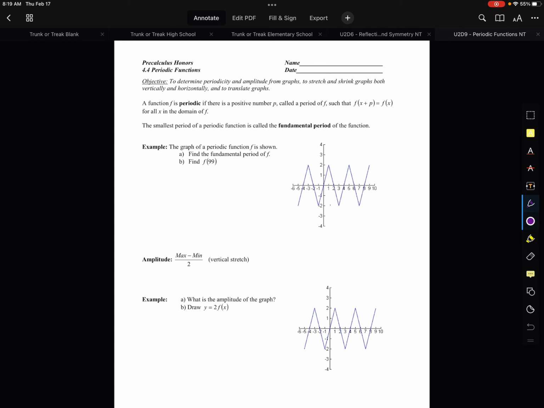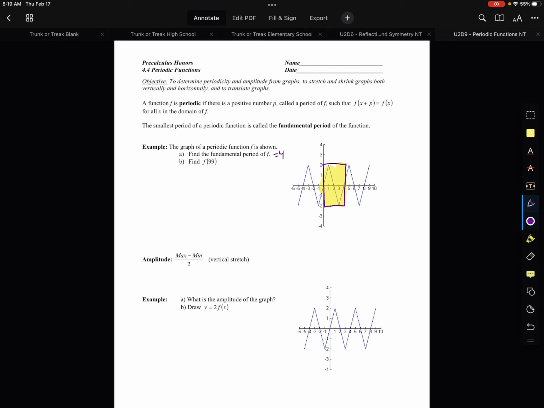So if we look at this first graph, if we pick a spot right at x equals 0, there is our one complete curve. So our entire curve happens in 4 units. So what is the fundamental period of f? 4. And what's nice about this periodic function is that it's continuously going around and around.